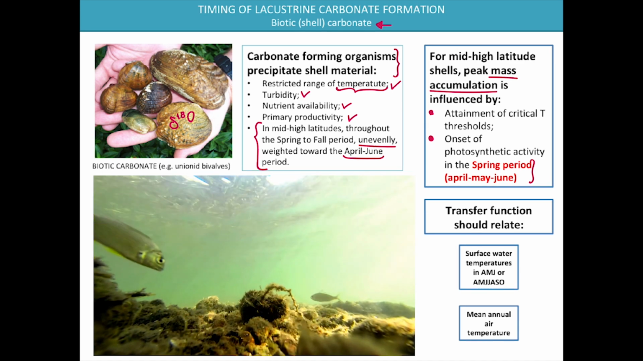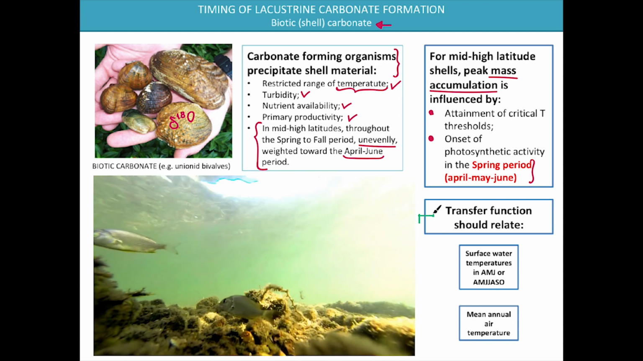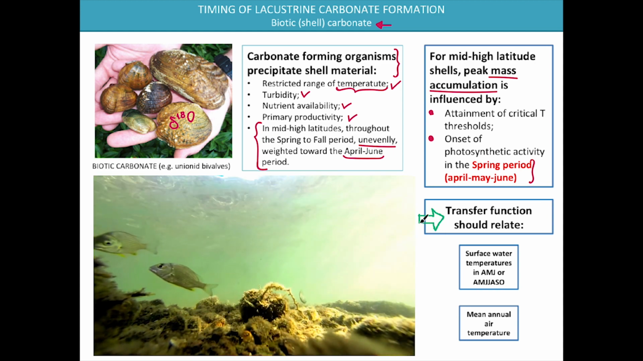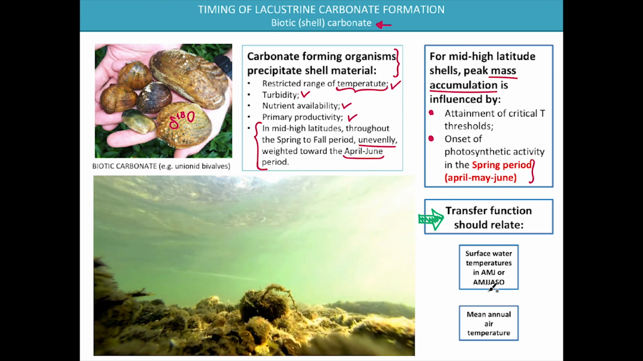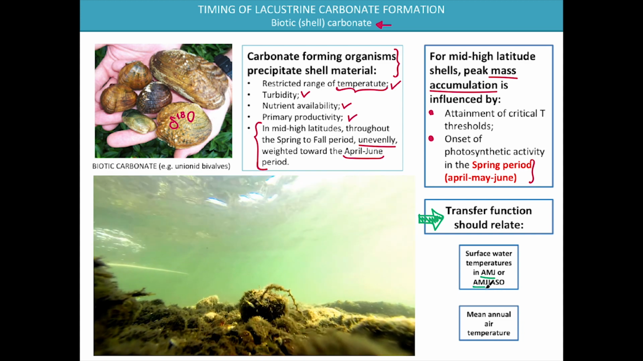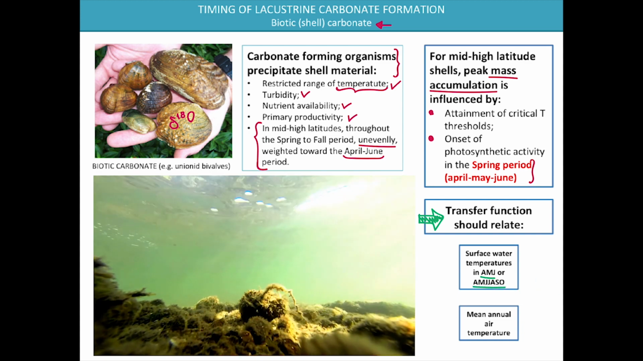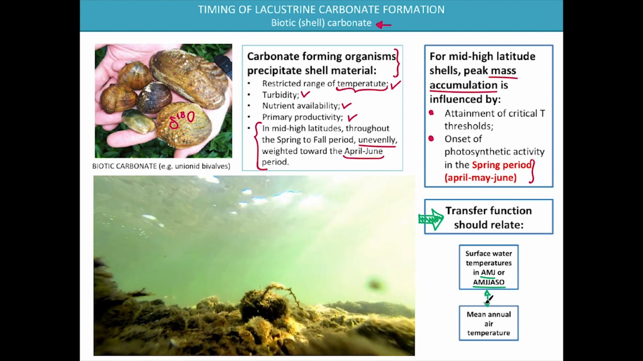So, in order to capture the integrated biotic carbonate formation temperature of mid to high northern latitude shells, we need a transfer function that relates the surface water temperature in April, May, and June, or April, May, June, July, August, September, October, to mean annual air temperature.